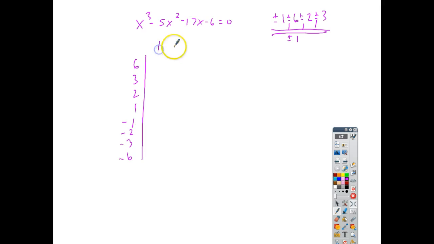Okay, I'm going to put a 1, a negative 5 up here, a negative 17, and a negative 6 right here. What are those? And I'm getting ready to do what? Synthetic division on an epic scale. We're going to do 8 synthetic divisions if we guess wrong 7 times.